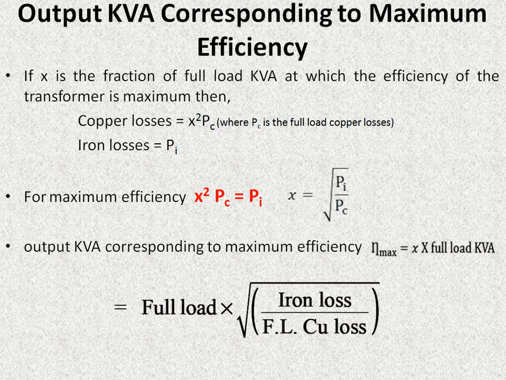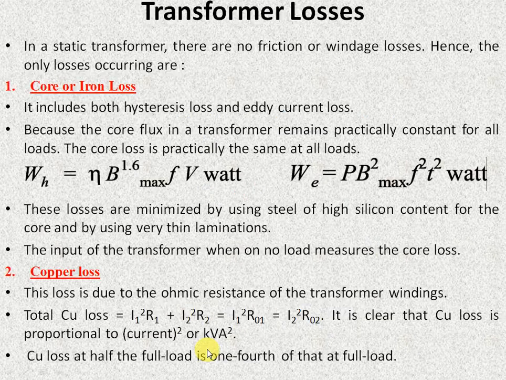That fraction is reflecting only on the current term. As we know, the copper loss is directly proportional to I square, and if PC indicates the copper loss under rated condition, then at some fraction x of the rated kVA, the copper loss can be written as x square into PC. It has been explained here very clearly.